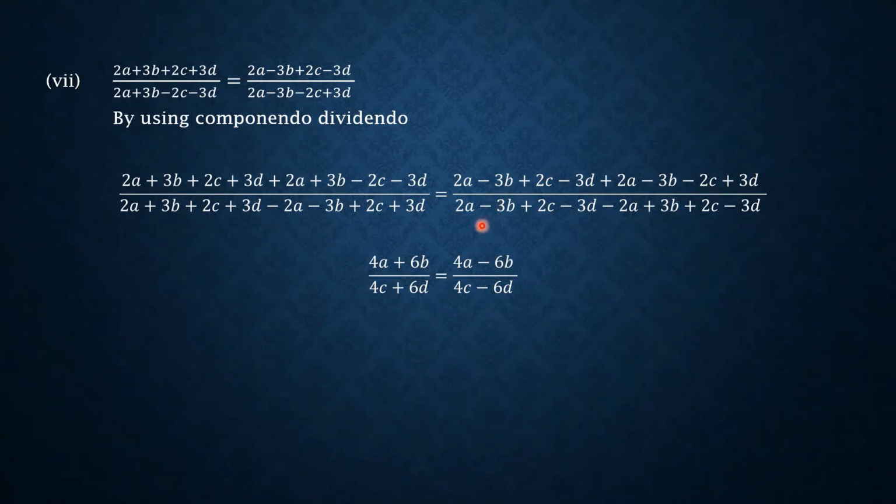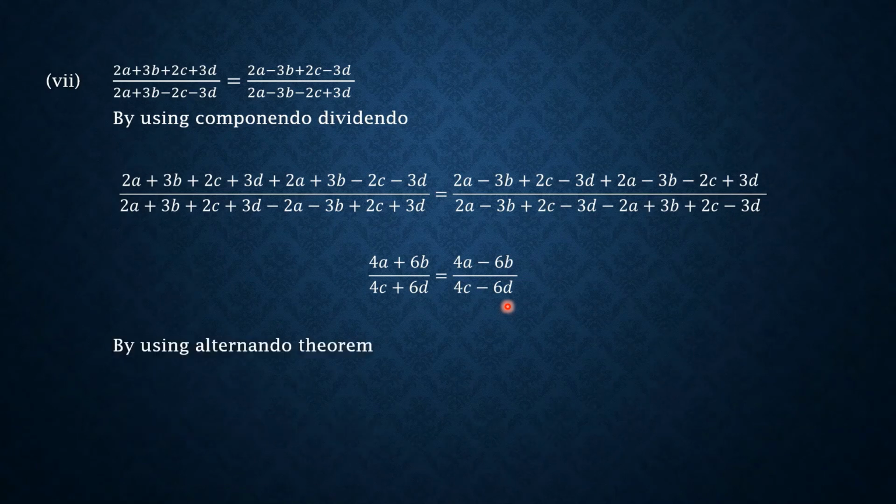Now in the denominator we have 2a minus 2a. These two having opposite sign will be cancelled, so we will have the next term as minus 3b plus 3b. These two terms will also be cancelled by each other, and the resulting terms will be 2c plus 2c equal to 4c, and minus 3d minus 3d equal to minus 6d. So this is our resulting expression.